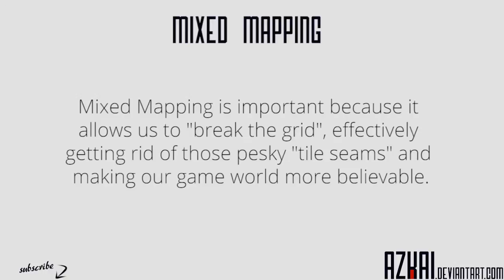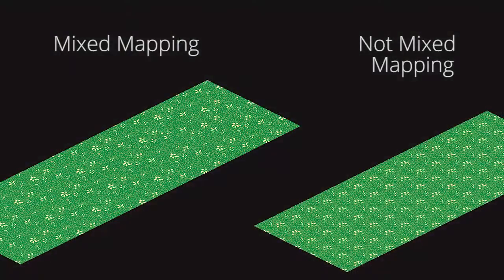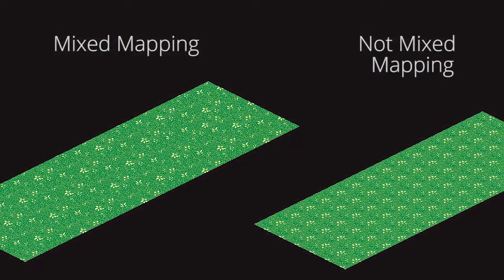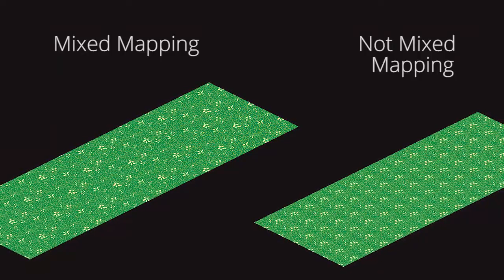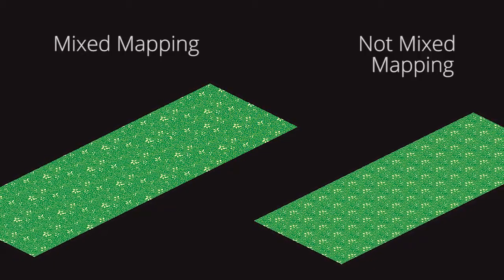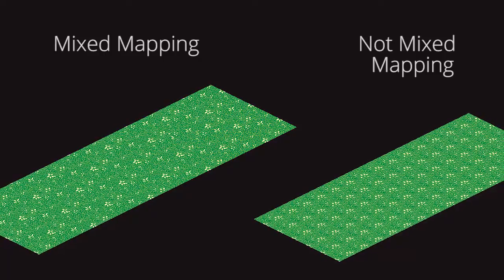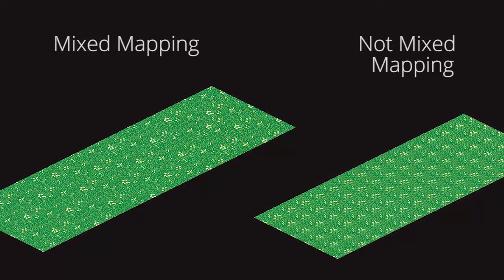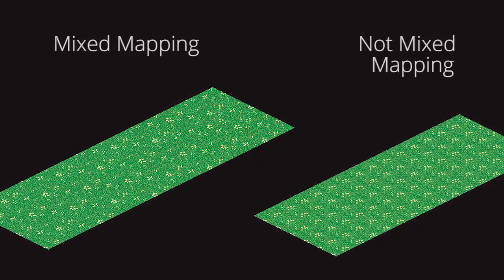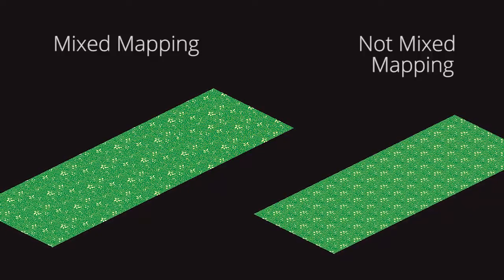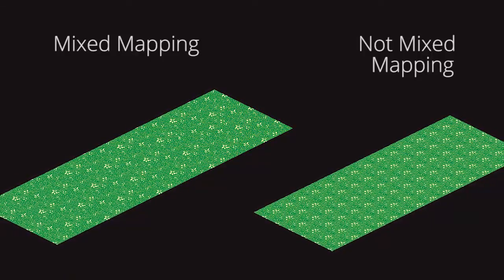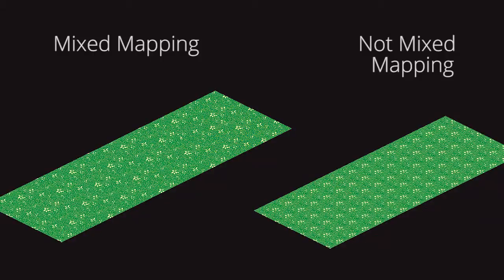By doing so, we're allowing people to get lost in the game instead of looking as if they're walking on a tile-based map. Here you can see the difference between a screenshot of a map using mixed mapping and a map not using mixed mapping. You can clearly see the seams for the tiles that aren't using mixed mapping. This makes it feel like we're walking around on a tile-based board instead of actual grass. So now that you see the difference, let's actually see how we do this.